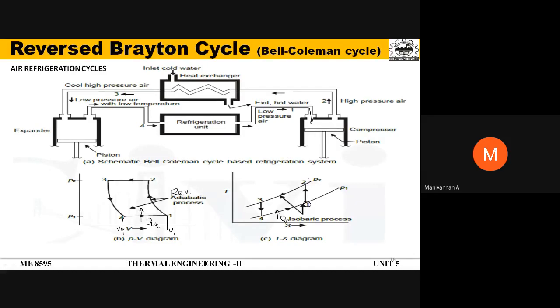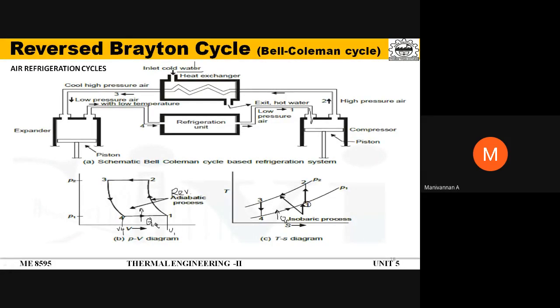So at the end of the compression process, my cycle becomes point 2, where the temperature is T2. Then the hot, high pressure air now goes to the second unit, called a heat exchanger. In the heat exchanger we have to cool this air. I should not reduce the pressure of the air, I should cool the air, by circulating a cold fluid in the heat exchanger, it may be water or any fluid.